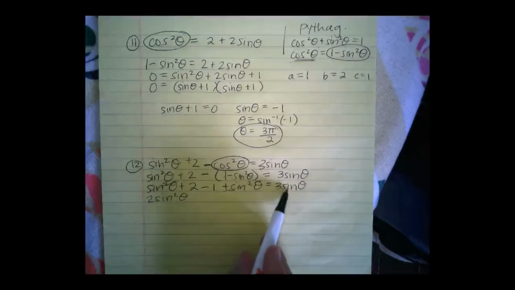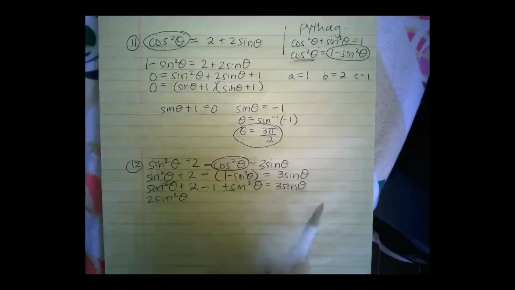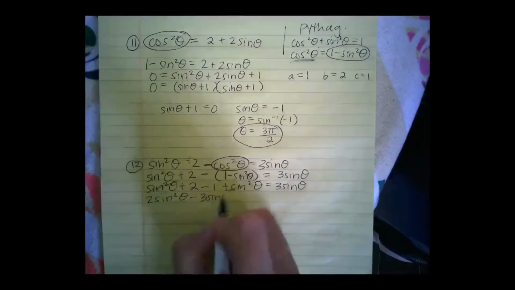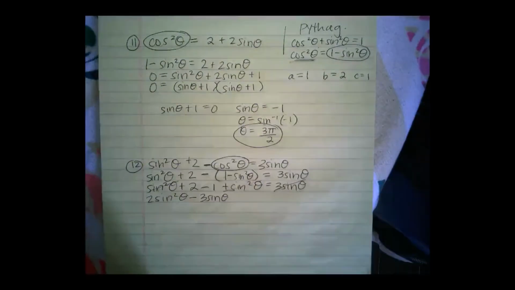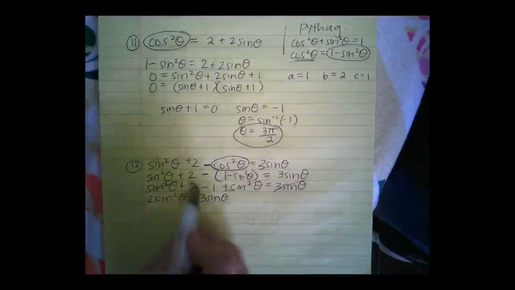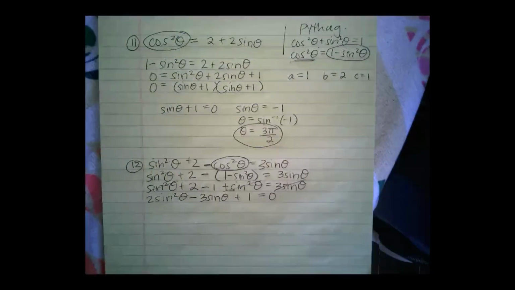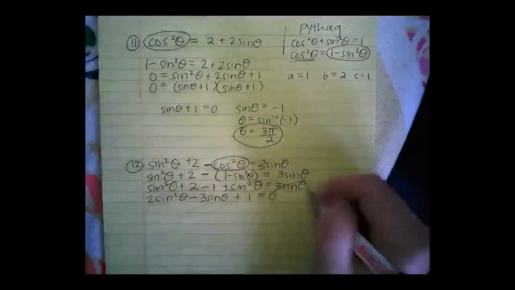This 3 sine of theta needs to move to the other side. I'm going to make it negative 3 sine of theta. I subtracted it so it would cancel over here. And then I have a 2 minus 1, that's a positive 1. All of that equals 0. And look where we're at again. We are in a position where we're ready to factor. We're going to treat this like it was a quadratic.